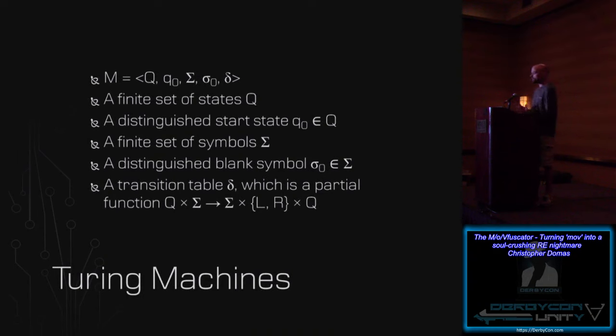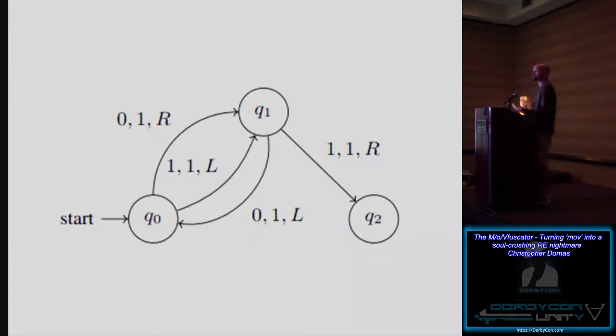So at an academic level, a Turing machine is a 5-tuple of things, where one of them is a finite set of states, another is a distinguished starting state, one is a finite set of symbols, you've got a distinguished blank symbol, and then you've got a transition table delta that maps the cross product of Q and sigma onto the cross product of Q, sigma, and either left or right. And what that actually gives you is a state transition diagram, a way of moving between states and changing symbols. So that's the approach Dolan took in his paper.